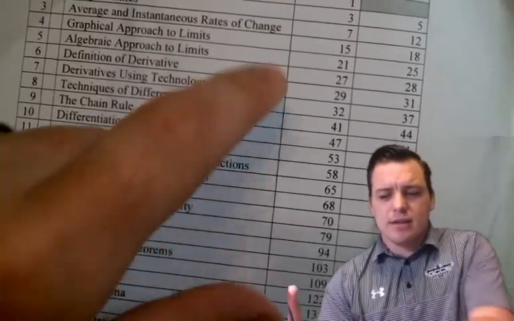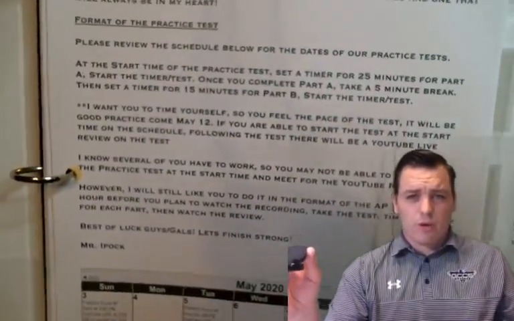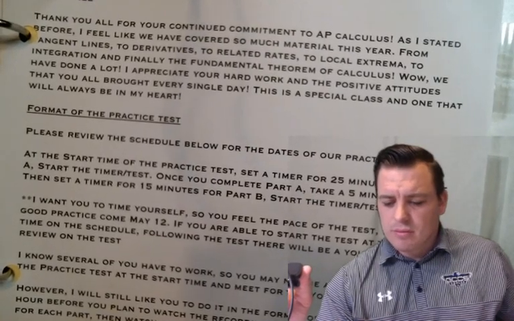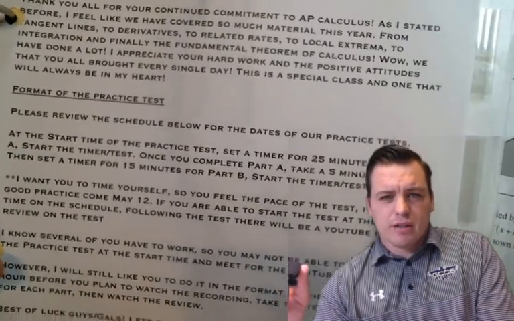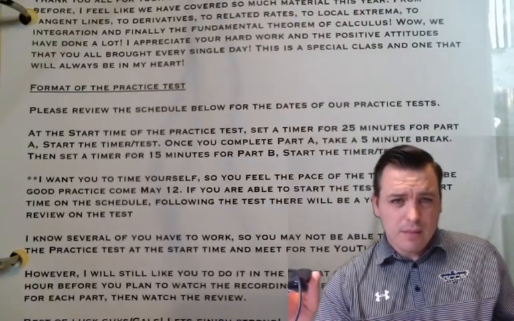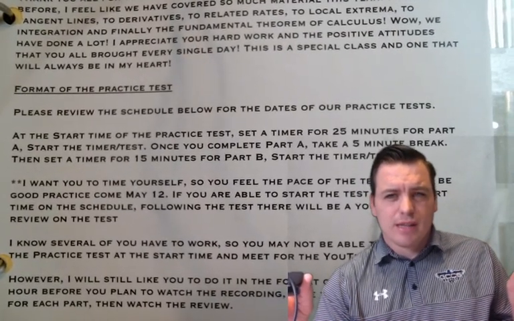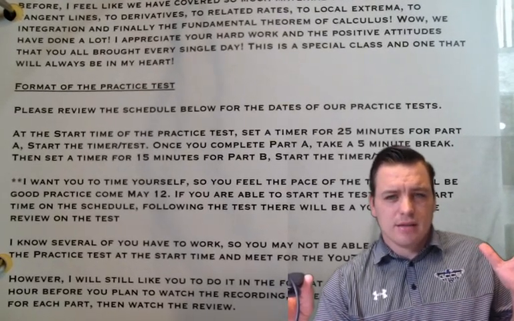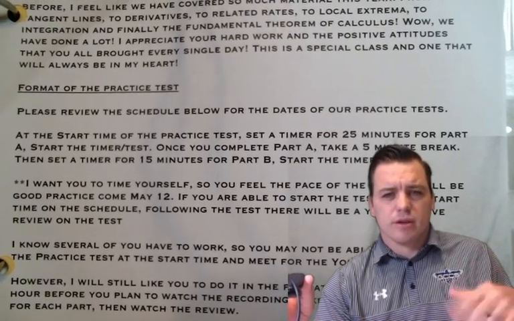The table of contents here has the page numbers where it would be in our manuals, at the bottom. Over here is just the welcome note and the format of the practice test. I said, please review the schedule below for the dates of our practice test. I have the schedule down here at the bottom. Basically, at the start of the practice test, I want you to set a 25-minute timer for part A, start the timer and the test. Once you complete part A, take a 5-minute break, then set a timer for 15 minutes for part B, and then start the timer and start the test.